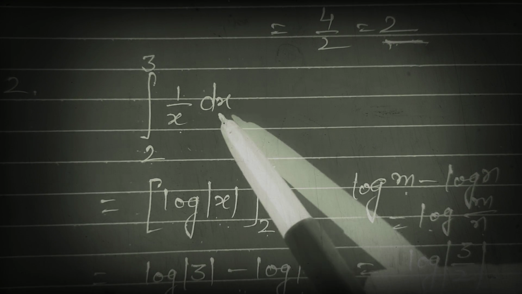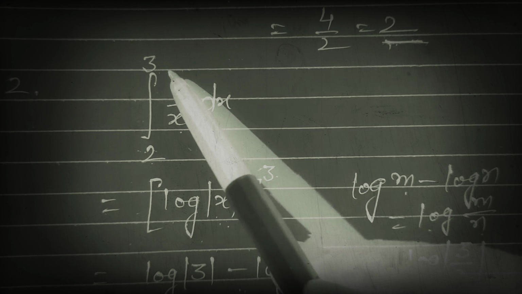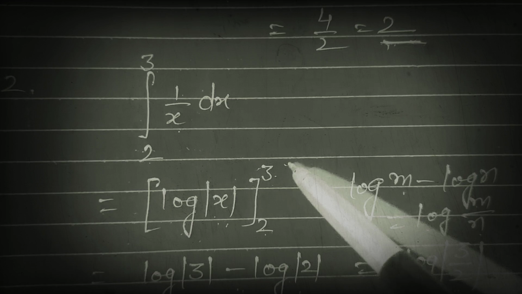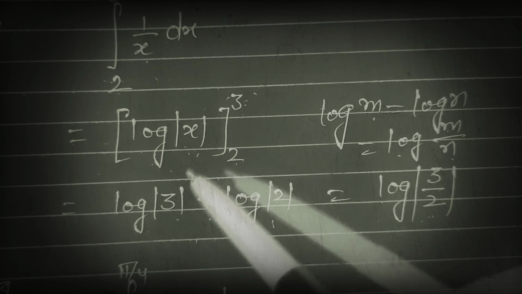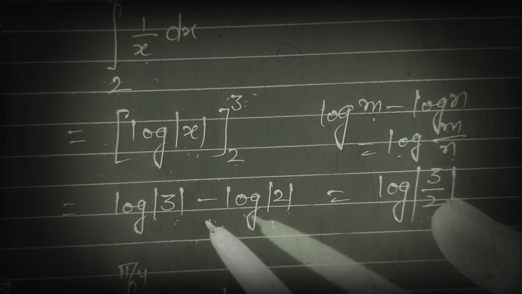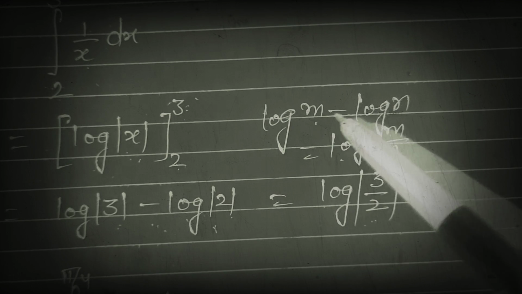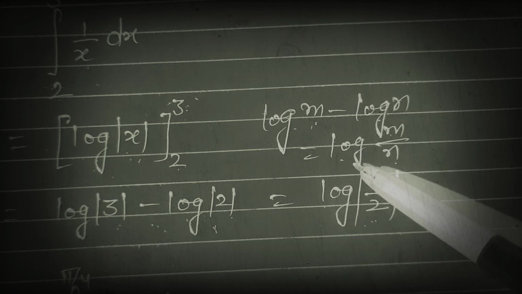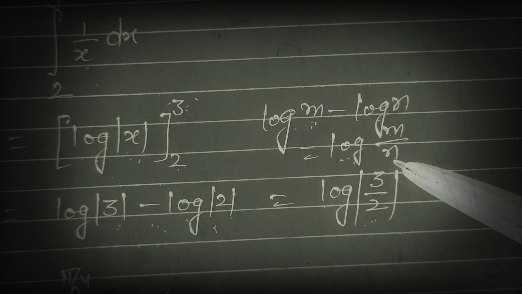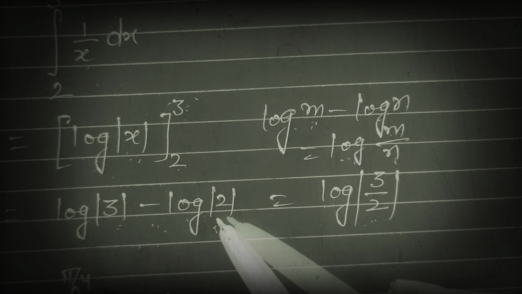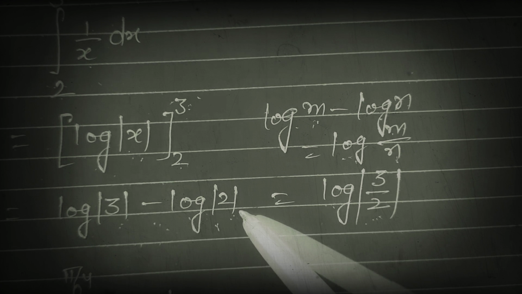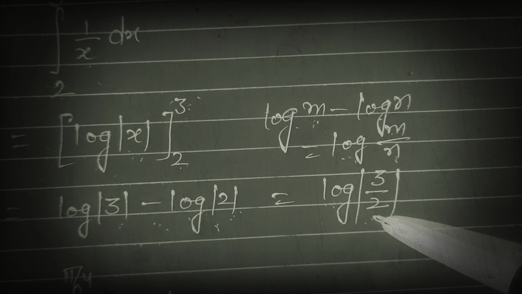It is 1 upon x, limit is 2 to 3. What is the integration of 1 upon x? Log x, and the limit is 2 to 3. So firstly we put the upper limit, then the lower limit. Log 3 minus log 2. And we know the log laws: log m minus log n we can write as log m upon n. So log 3 minus log 2 is log 3 upon 2.